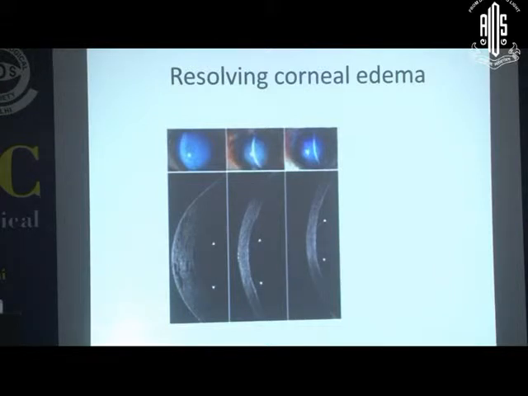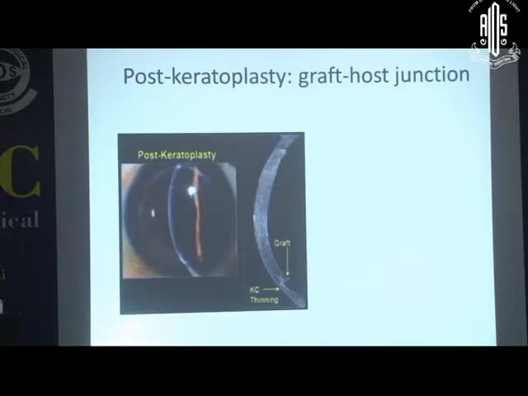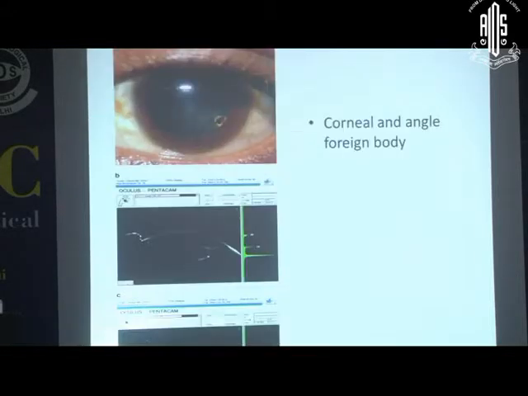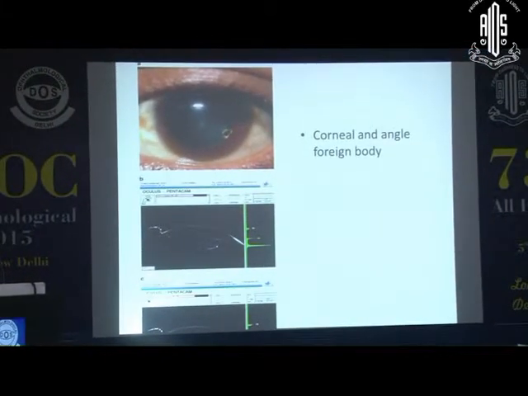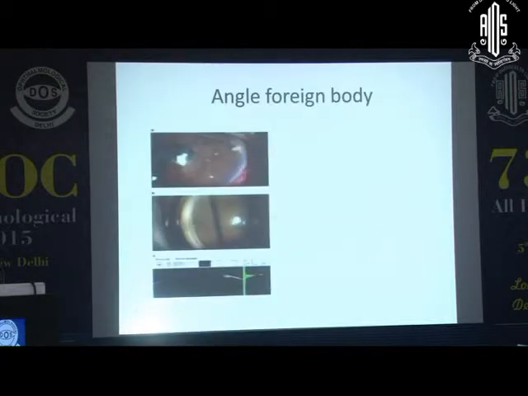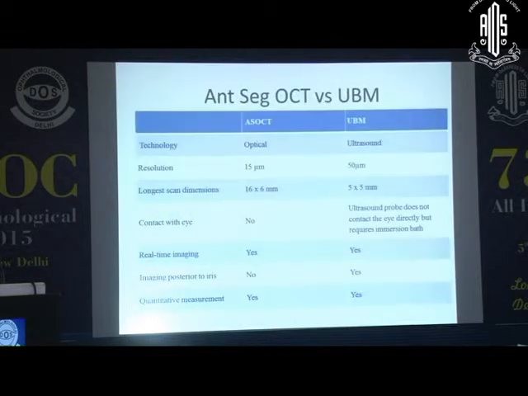Post-cataract surgery, if there is a resolving corneal edema, even that can be mapped. Post-keratoplasty, if we are looking at the graft-host junction and how that is taking place, and if there is an early chance of rejection, even that can be seen on anterior segment OCT. And of course, if there is a foreign body, this is a foreign body we see on the cornea, but up here at 9 o'clock there is a foreign body even at the angle, which can be very easily seen in an OCT. And angle foreign bodies can be seen and they can be planned and removed.